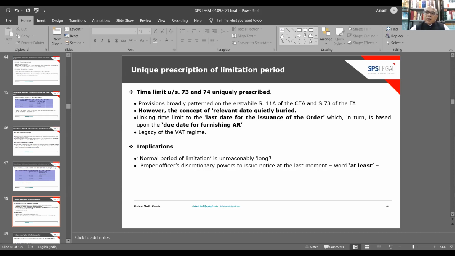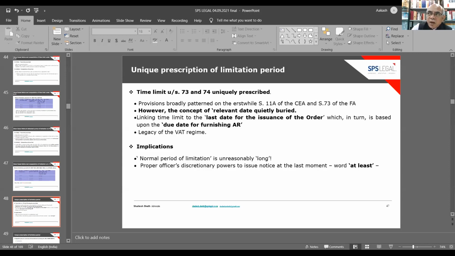Another serious matter here is that because the notice is required to be issued by the officer at least 3 months or 6 months prior to the period prescribed, 3 years or 5 years, for the passing of the order, nothing stops the officer from issuing the SCN notice at the 11th hour. This was happening in VAT. This can happen even under GST. Nothing will stop him from issuing the notice just before the period of 33 months expires.